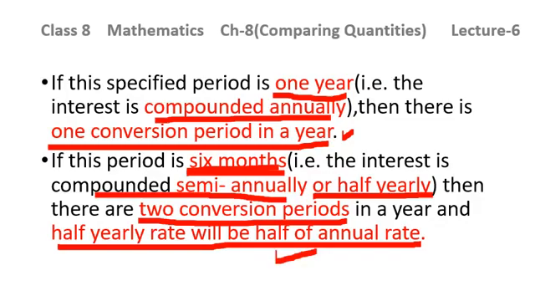For now, just keep in mind: if the specified period is 1 year, then the interest is compounded annually and there is one conversion period in a year. If this period is 6 months, I have taken half of the year, that is 12 divided by 2, which gives 6, that is half yearly. Then there are two conversion periods, 6 months and 6 months, total 12 months. So two conversion periods in a year, and the half yearly rate will be half of the annual rate. Whatever rate is given to you, you need to take half of that rate.